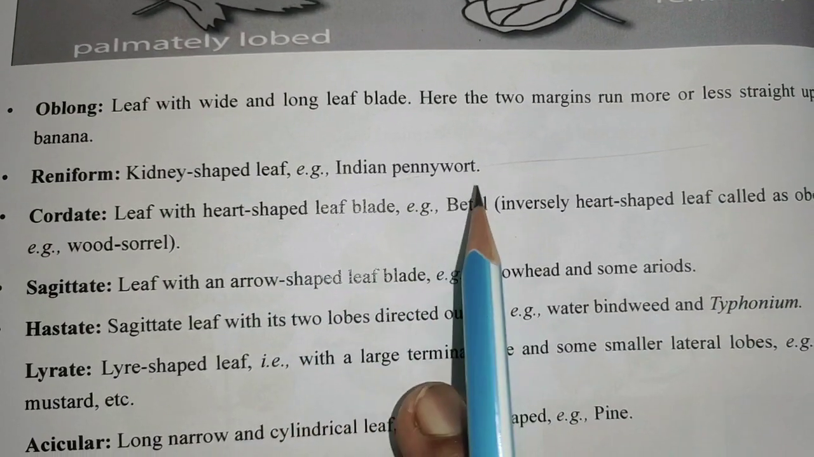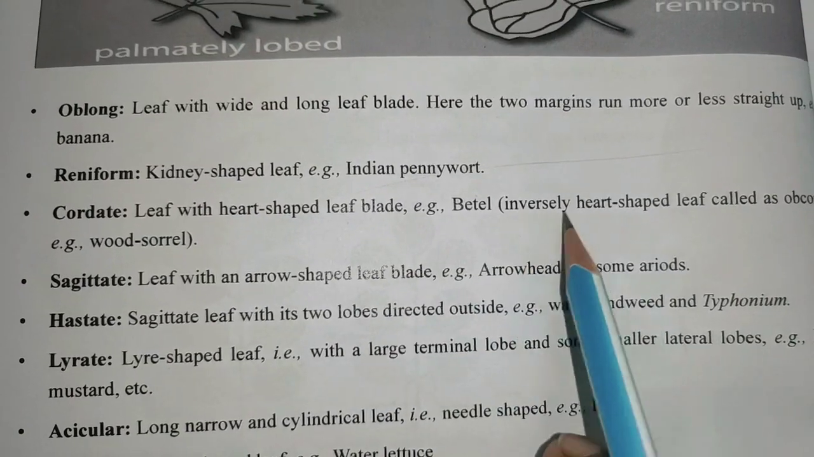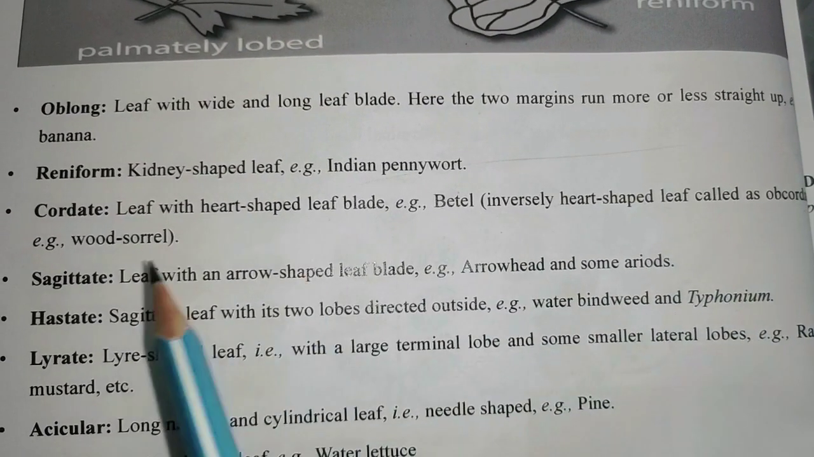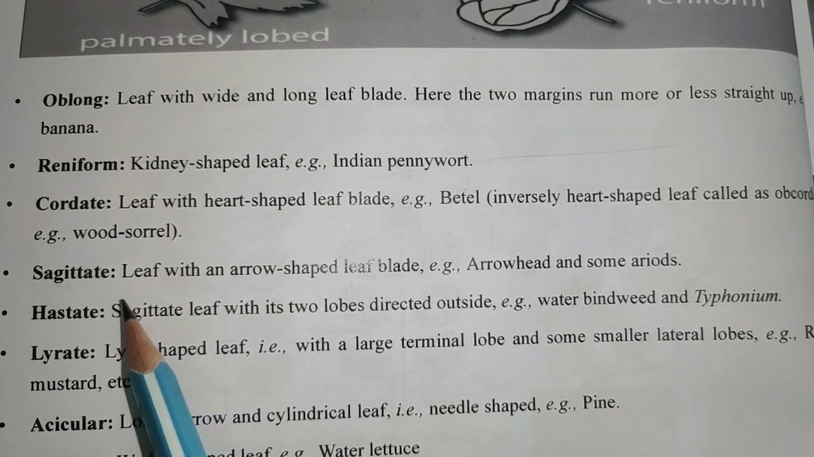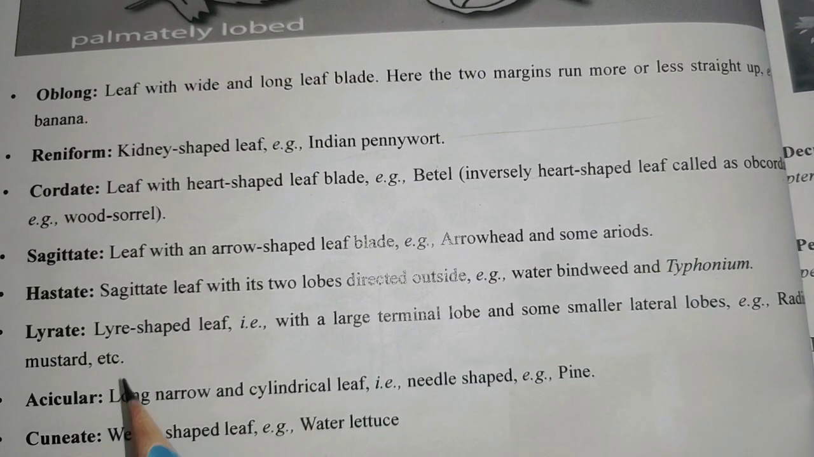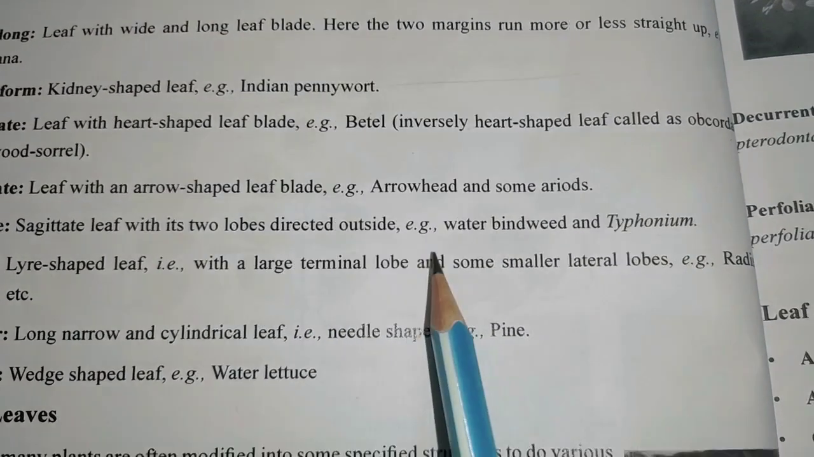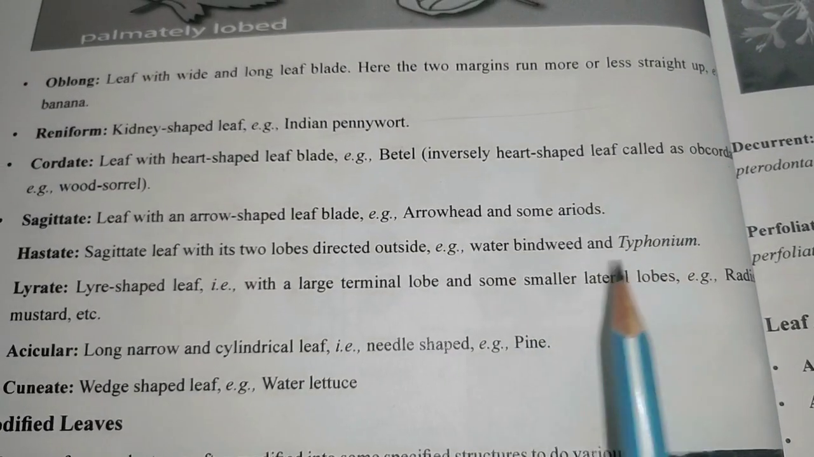Reniform, kidney shaped leaf, for example, Indian pennywort. Cordate, leaf with a heart shaped leaf blade, for example, betel. Inversely heart shaped is called obcordate, for example, Oxalis. Sagittate, leaf with an arrow shaped leaf blade, for example, arrowhead. Hastate, sagittate leaf with its two lobes directed outside, as in water bindweed and Typhonium.